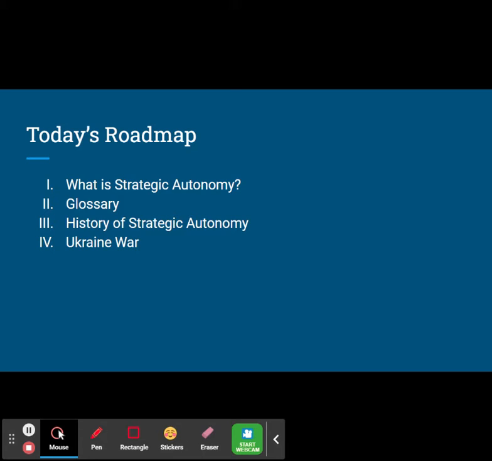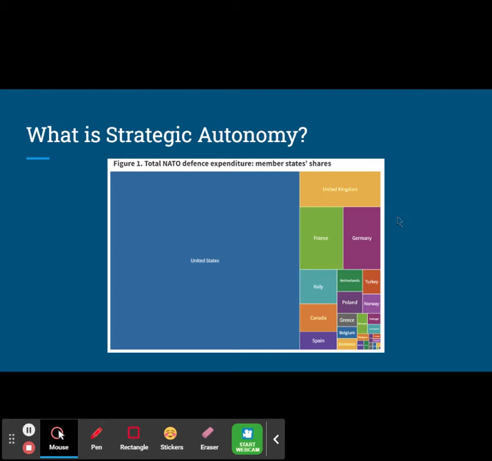First, what is strategic autonomy? Second, a glossary of useful terms. Third, the history of strategic autonomy. And fourth, how the Ukraine war implicates strategic autonomy.